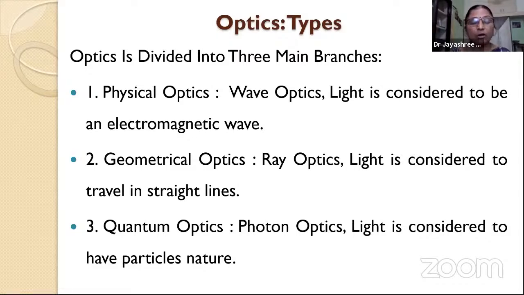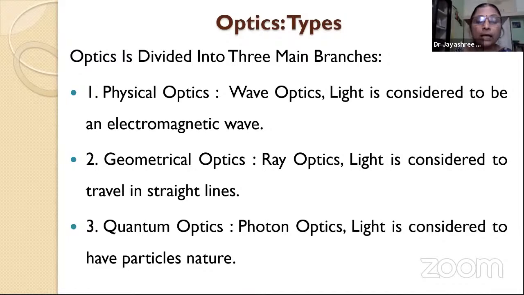So obviously this always travels in straight lines. And the third main important one is quantum optics. In this case, we consider photon optics, and here basically light possesses dual nature. Sometimes it acts as a wave, or sometimes it behaves as corpuscular in nature, that is, particle in nature. So obviously it is again a very beautiful topic and has a very large significance in quantum mechanics, and that's why it is quantum optics. So these are the typical branches of optics.